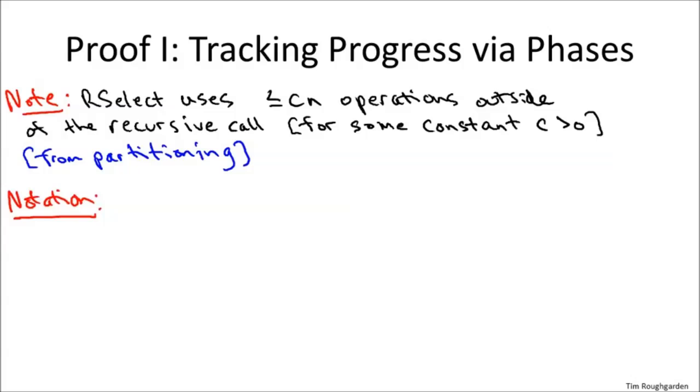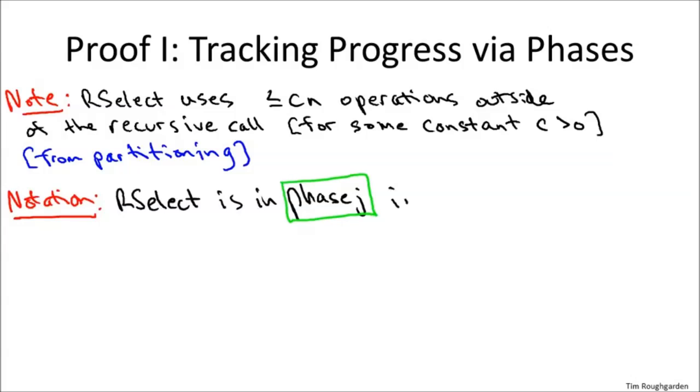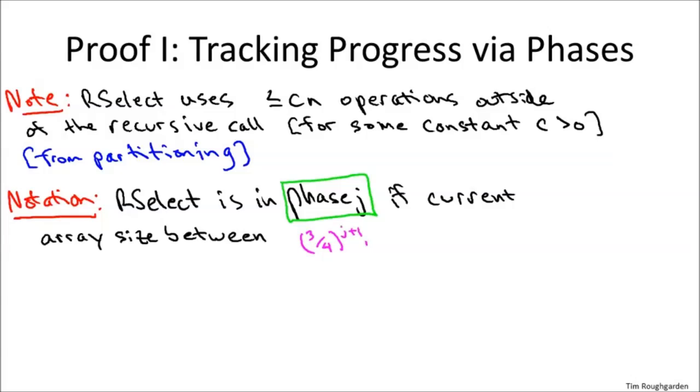smaller and smaller length. So the notion that will be important for this proof is that of a phase. This quantifies how much progress we've made so far, with higher numbered phases corresponding to more and more progress. We'll say that the rselect algorithm, at some midpoint of its execution, is in the middle of phase j if the array size that the current recursive call is working on has length between (3/4)^j times n and the smaller number (3/4)^(j+1) times n.